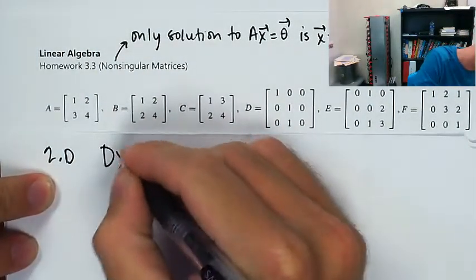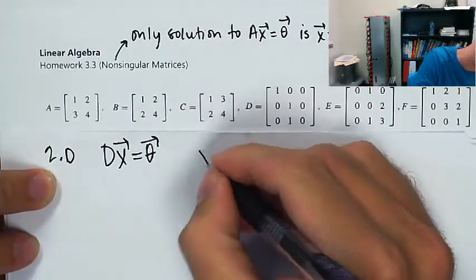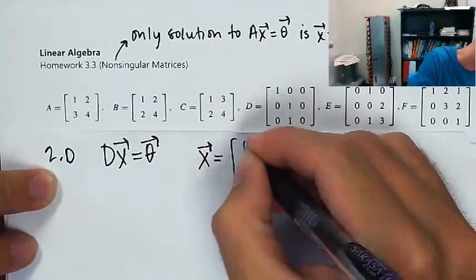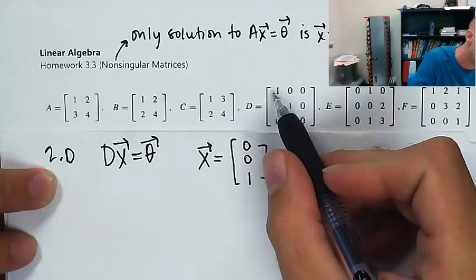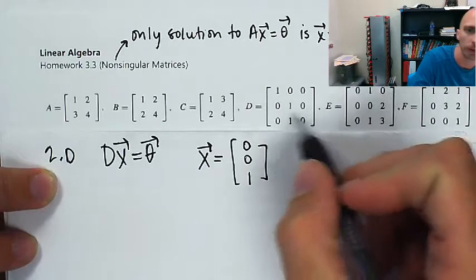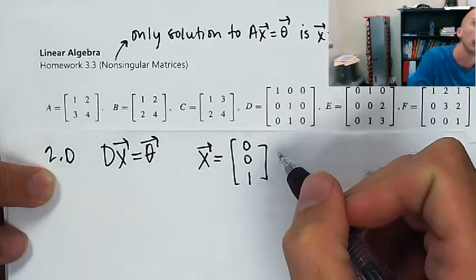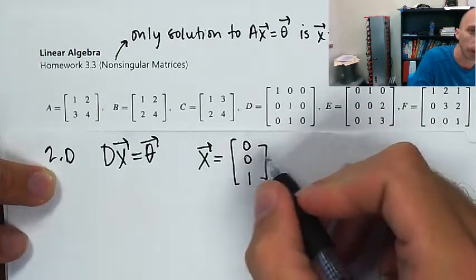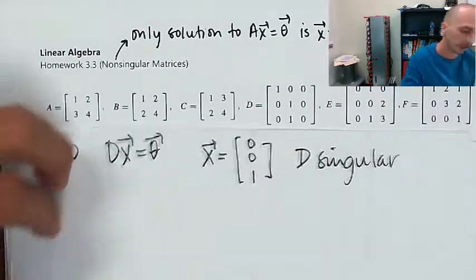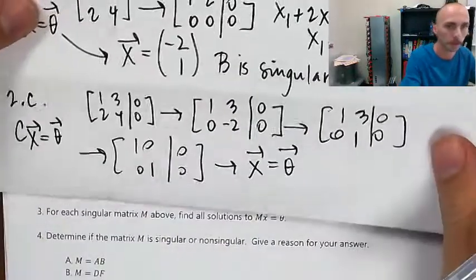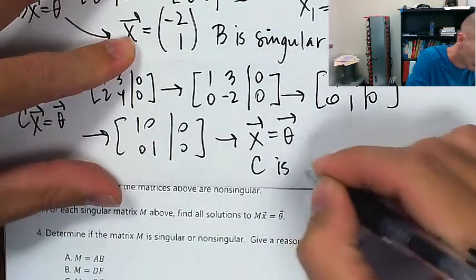2D. Interested in the solutions to the equation Dx equals 0. I'm going to let x equal 0, 0, 1, right? If I take that, I'm going to have 0, 0, 0, 0, 0, 0, like all 0, right? When I end up adding all these things together, I'm not going to add anything together that isn't 0. So that is not trivial, so I'm going to conclude that D is singular. Okay. I forgot to mention that in the previous example, if I just got the 0 vector, I'm going to conclude that C is non-singular.